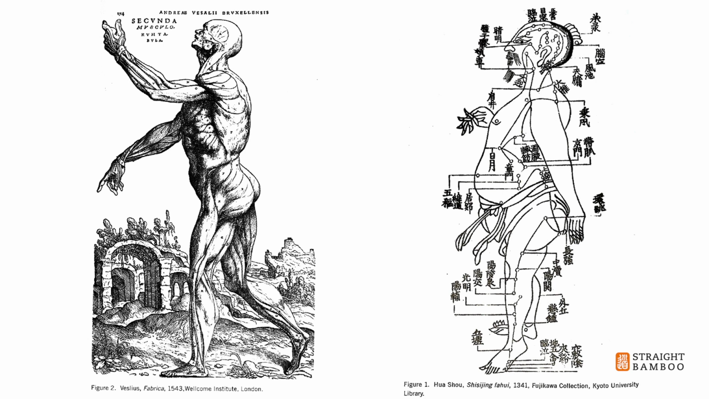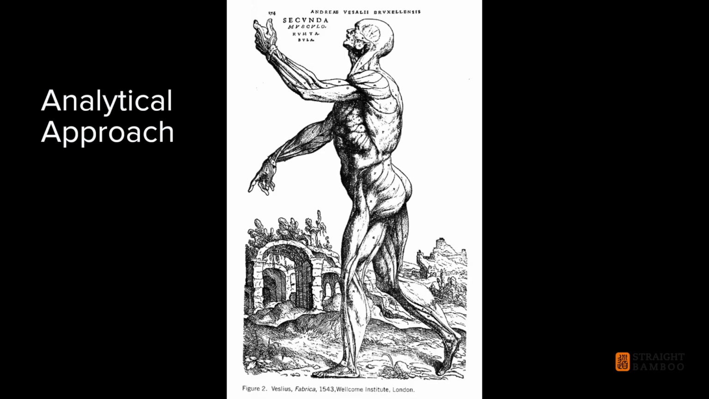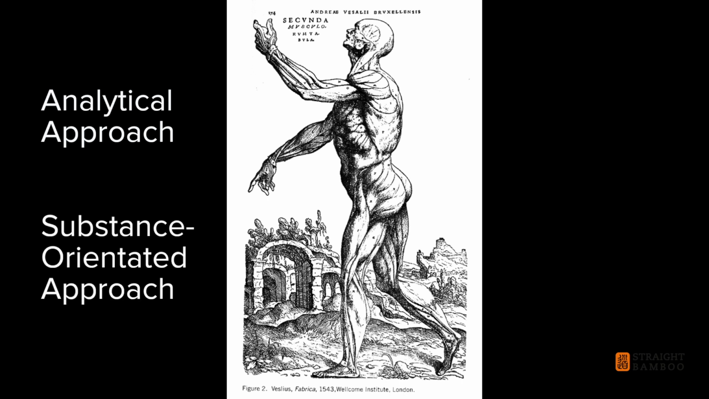So let's have a look again more closely. This analytical approach on the left-hand side is showing you how the human body is broken down, and what we're interested in Western sciences in this reductionist approach is things we can touch, we can feel, and we can measure. We call this the substance-orientated approach. Substance, things we can touch, feel, and measure.